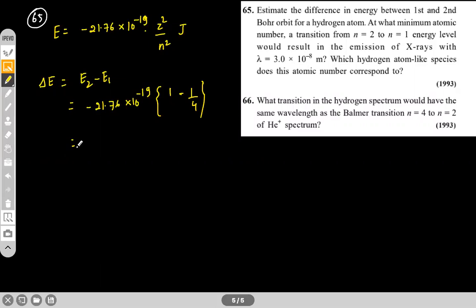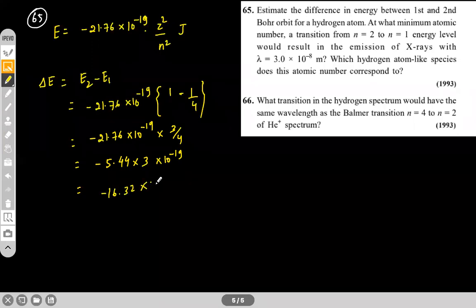Okay, so you see this question here: estimate the energy difference between this and this, which is coming out to be 3 by 4. So 3 by 4 of minus 21.76 into 10 to the power minus 19. So it is 5 point something, so minus 5.44 into 3 into 10 to the power minus 19. So the answer is 16.32 into 10 to the power minus 19 joule. This is the energy between E2 minus E1.